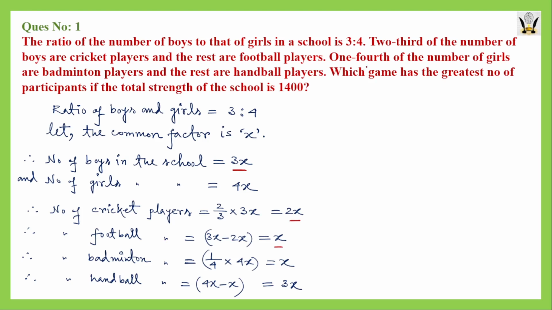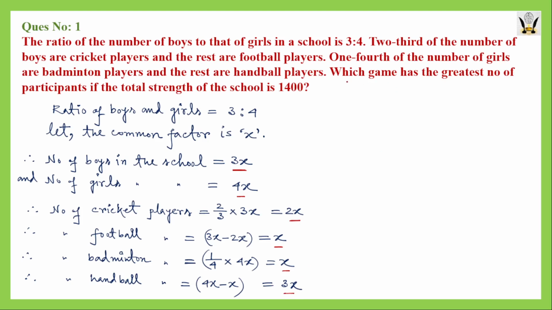Now it's the turn of girls. So 1/4 of the number of girls are badminton players. So the total number of badminton players in that school will be how many? 4x is the total number of girls in that school, and 1/4 of the total number of girls are the badminton players. So it will be only x, and then the remaining girls are handball players. The total number of girls in that school is 4x, and out of those girls only x play badminton. So the remaining girls, that is 3x, are actually handball players.